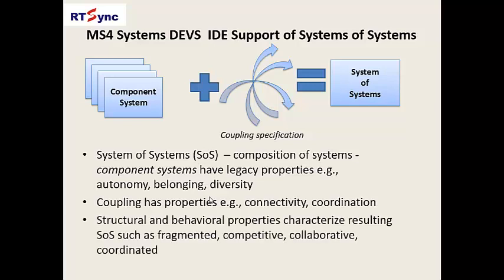The structural and behavioral properties that result in such a system of systems can be characterized in different ways, such as fragmented, for example, the way the current healthcare system is, competitive, which also characterizes the current system, collaborative, which is less characteristic of the current system, and coordinated, which is the kind of situation that we would like to bring about.